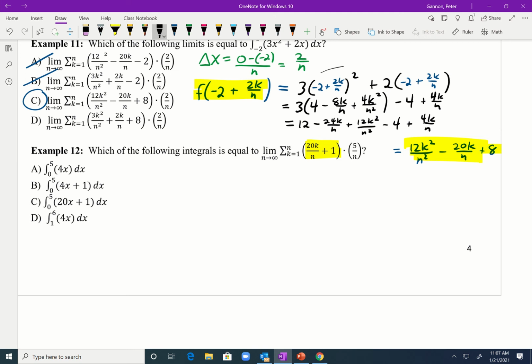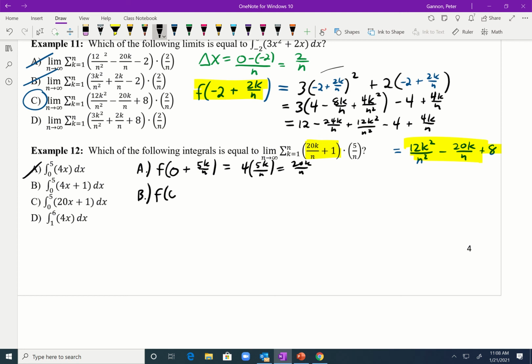So looking at A, if I did f of a plus k delta x, this is going to be f of 0 plus 5k over n. And if we substitute in, that's 4 times 5k over n, which would give you 20k over n. Well, this value is not what's in the parentheses. So A is out.